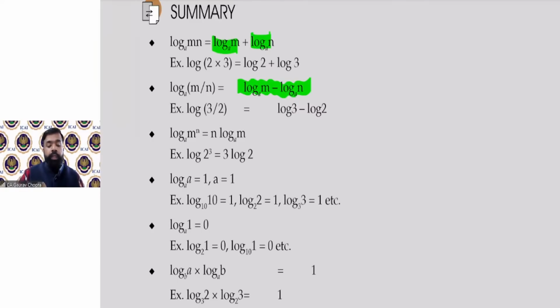Then the third property is log of m to the power of n. Power will jump forward and it will be n times log of m. Then comes log of 2 cube. Then power 3 will come forward and it will become 3 log of 2.